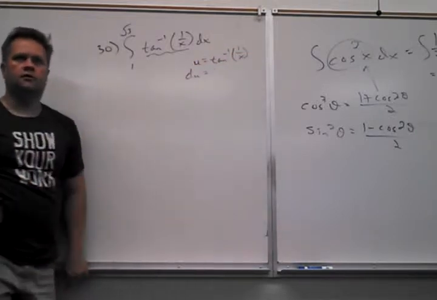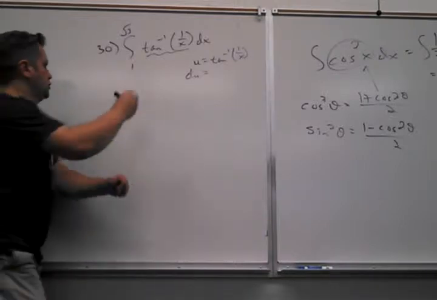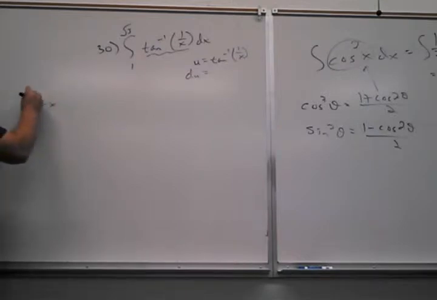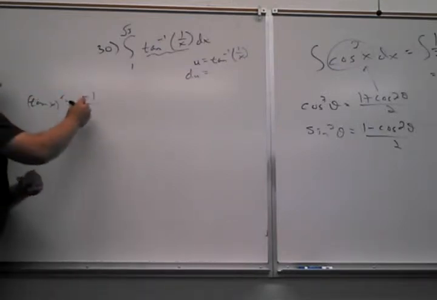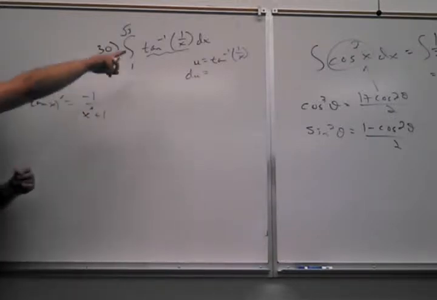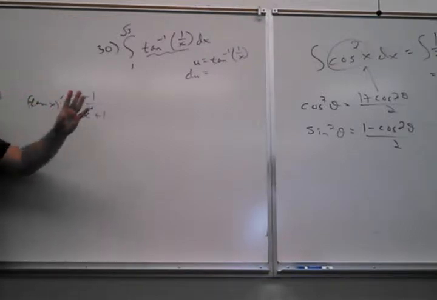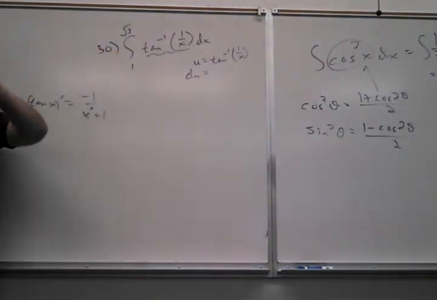So then you have to remember what the derivative of the inverse tangent is. Negative 1 over x squared. So in general, if I have the inverse tangent of x, its derivative is negative 1 over x squared plus 1. So in this case, what do I have to be careful about? The dx. The 1 over x. Good. So there are two things you have to be careful about.